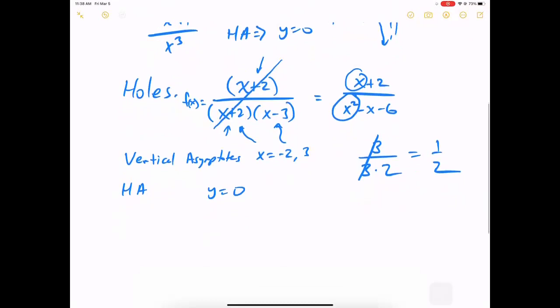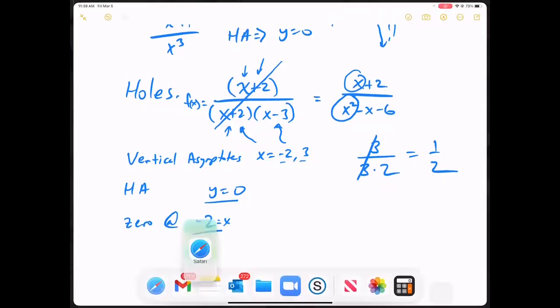On top, we can make the top go to 0 pretty easily. We could say there's a 0 at negative 2, when x equals negative 2. But here's going to be a problem. I'm going to graph this, and I'm going to ask you to check: do we have all these characteristics? Do we have two vertical asymptotes? Do we have a root at negative 2? Do we have a horizontal asymptote at 0?